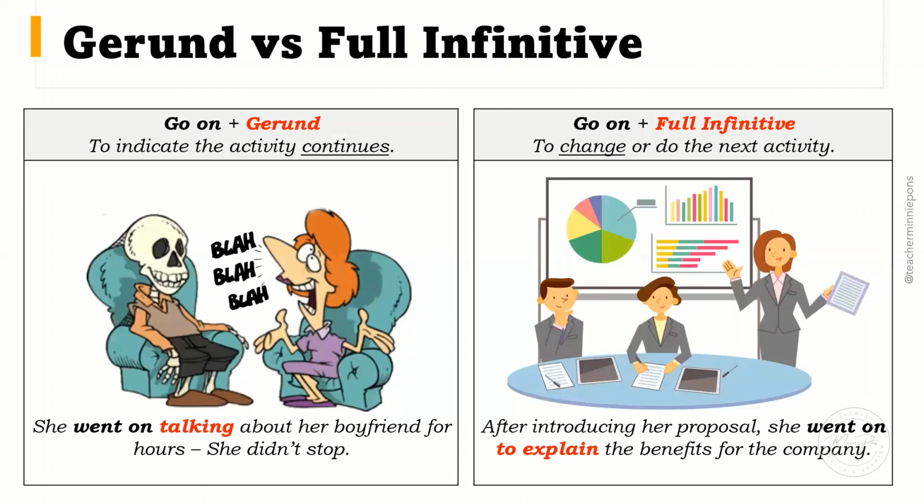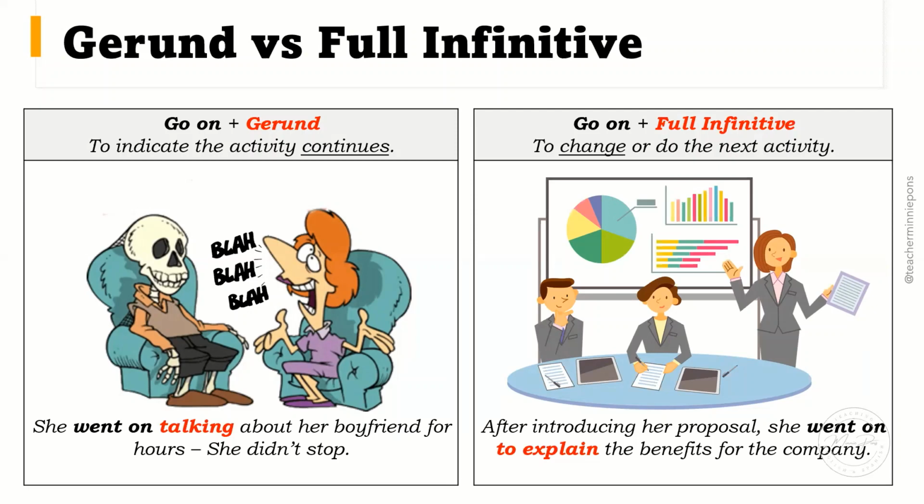Now let's see the difference between go on plus gerund and go on plus full infinitive. Go on plus gerund is used to indicate the activity continues. For example, she went on talking about her boyfriend for hours. That means that she didn't stop talking about her boyfriend for many hours.